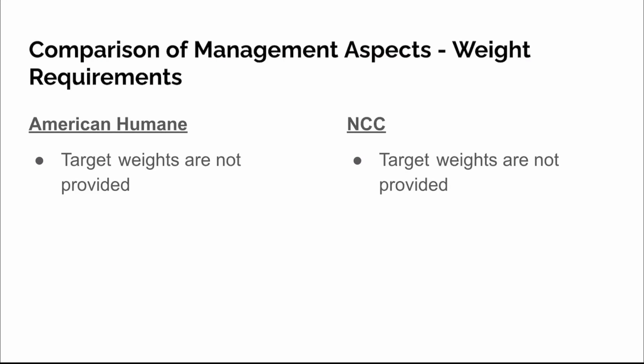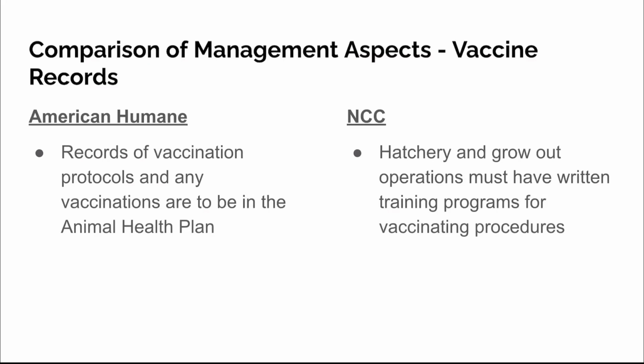And then, so for weight requirements, neither audit tool actually provided anything for target weights, and these target weights would be for when they are market ready. And lastly, we have vaccine records.